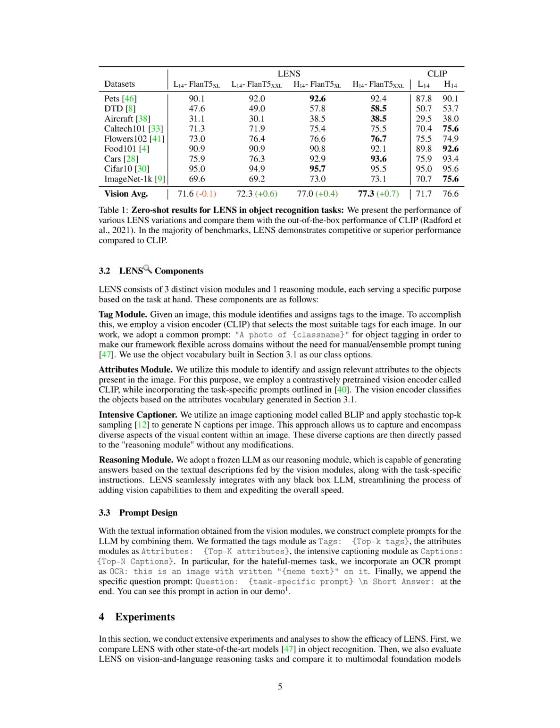The attributes module comes next. Its job is to determine and assign relevant attributes to the objects in the image. To do this, we use the same vision encoder, CLIP, but with task-specific prompts. The encoder then classifies the objects based on an attribute vocabulary we previously generated. The intensive captioner is our third visual module. Here, we employ an image captioning model named BLIP, which we use with stochastic top-K sampling to produce multiple captions for each image. This method enables us to capture various elements and perspectives within the image's visual content. These captions are then forwarded to our reasoning module without alterations.